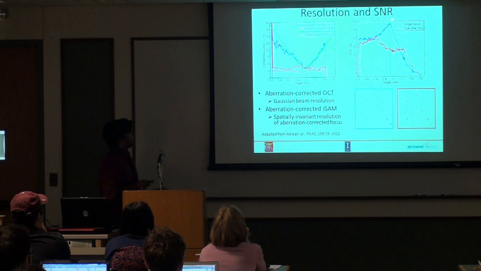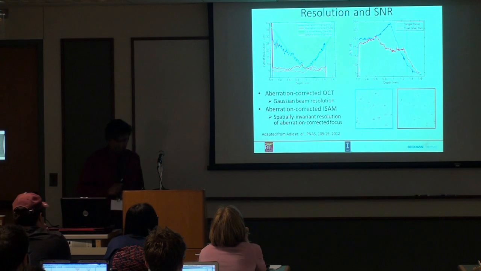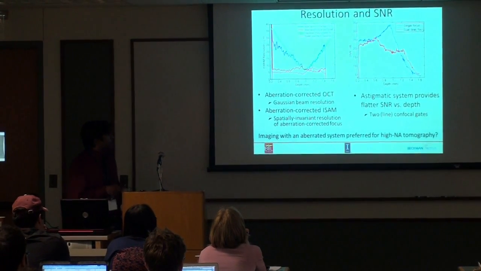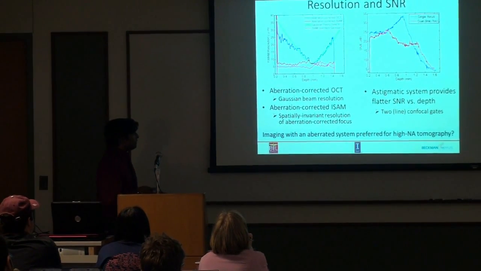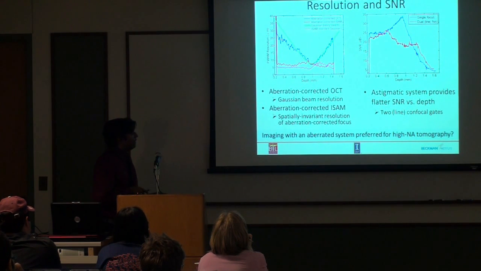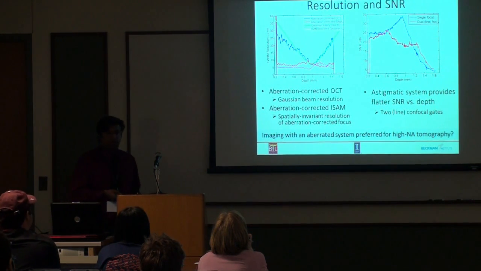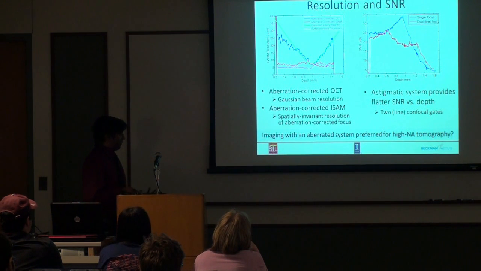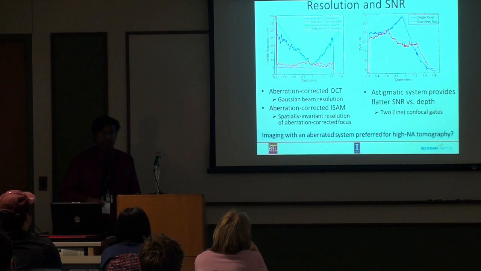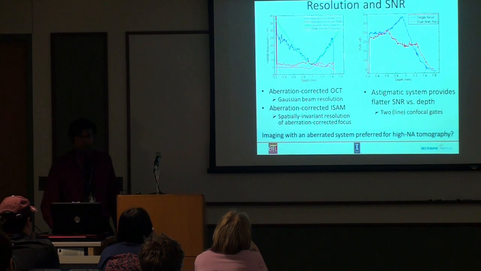The signal-to-noise ratio at the focus is reduced, but interestingly, when we go deep in the sample, the SNR for the astigmatic system is actually boosted. So this can be explained by preferential light collection from the two line confocal gates. And it actually raises a very interesting prospect for high-NA tomography. If there is no resolution penalty associated with aberrations, then it may actually be preferable to image with an aberrated optical system, at least from a signal collection point of view.